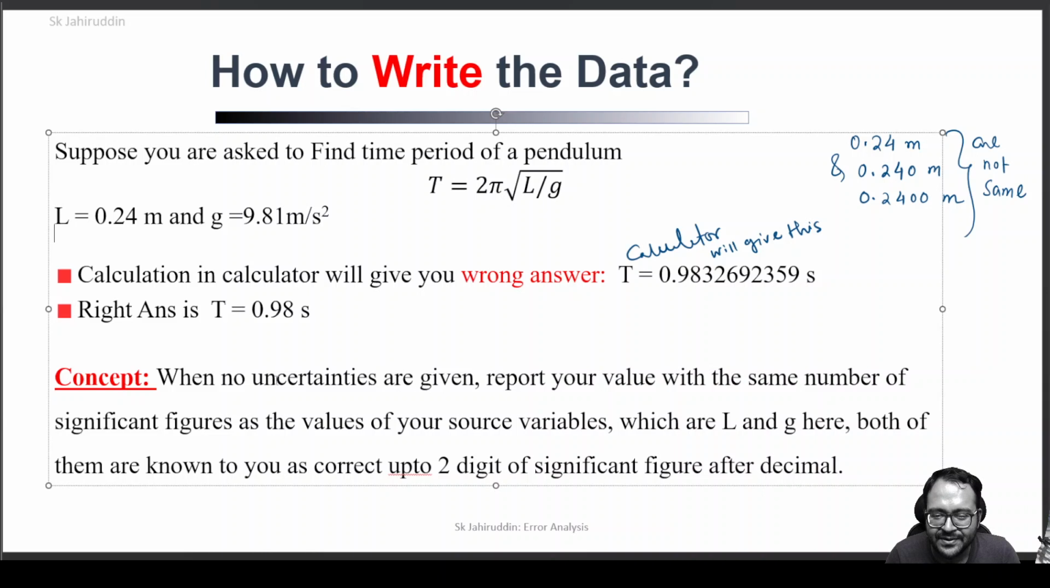So when no uncertainties are given, report your value with the same number of significant figures as the values of your source variables. We have 2 digits of significance after the decimal. So using these, how can you get a measurement which is correct up to, say, 6 digits after the decimal? You cannot have that.